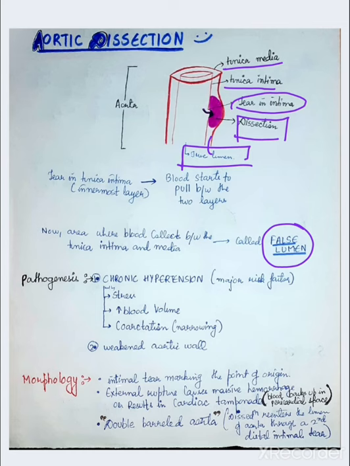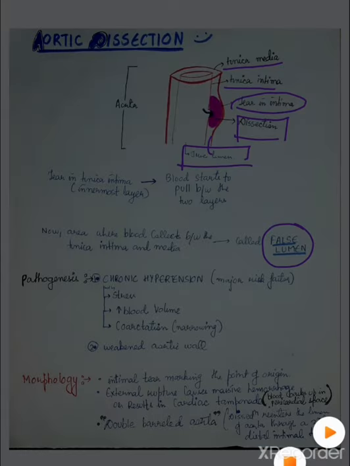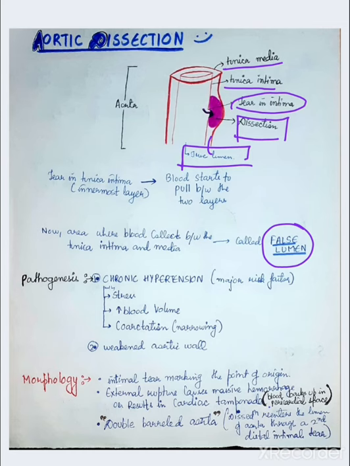Now, the pathogenesis of aortic dissection is chronic hypertension, which is a major risk factor. Chronic hypertension is due to stress, increased blood volume, and coarctation or narrowing. And second is a weakened aortic wall.